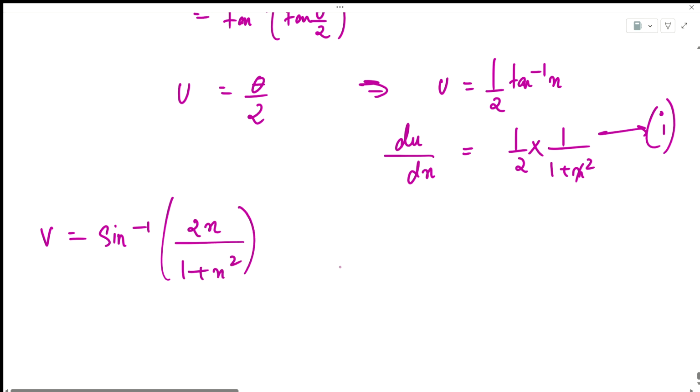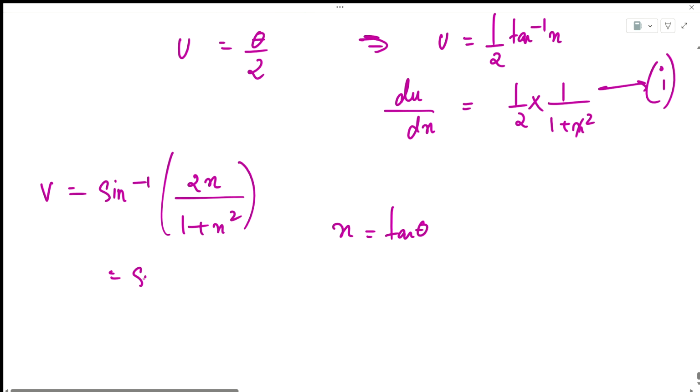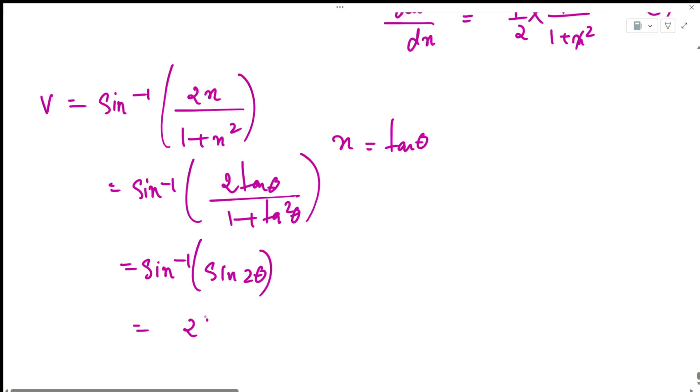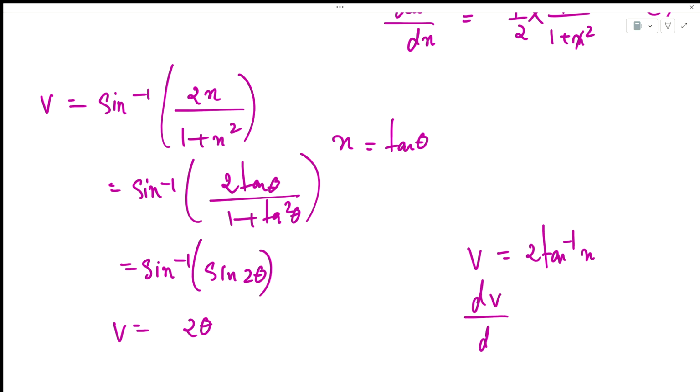Now again you will know, if you let x is equal to tan theta, over here you will have sine inverse 2 tan theta upon 1 plus tan square theta. Now from your trig identity, this is simply what? Sine 2 theta. Sine inverse of sine 2 theta will give me 2 theta. V is equal to 2 theta. So I can basically write this V as 2 tan inverse x. Okay, so dv by dx is gonna give me 2 upon 1 plus x square.